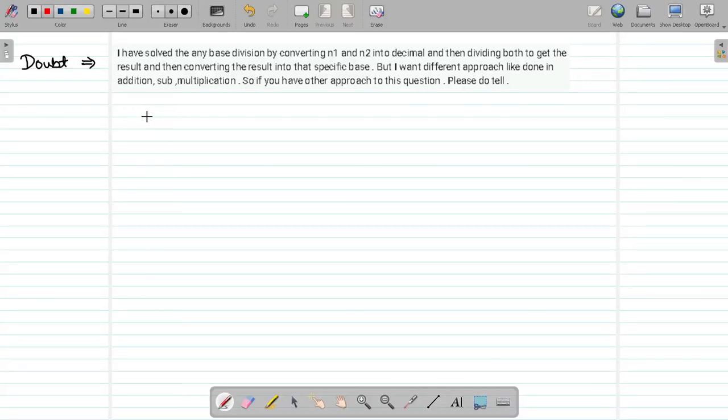Hello. So here is a doubt. She says, I have solved the any base division by converting n1 and n2 into decimal and then dividing both to get the result, and then converting the result into that specific base. Okay, but I want a different approach, like done in addition, subtraction, multiplication. So we know that the topic of doubt is any base division.